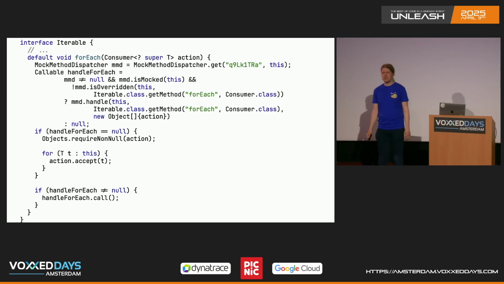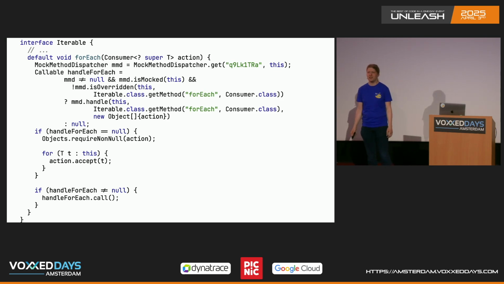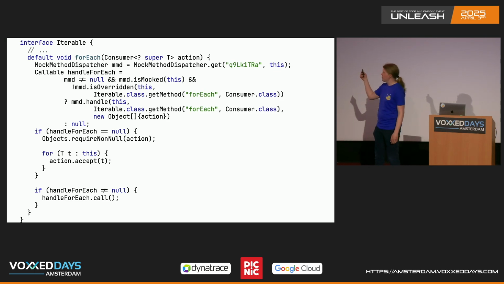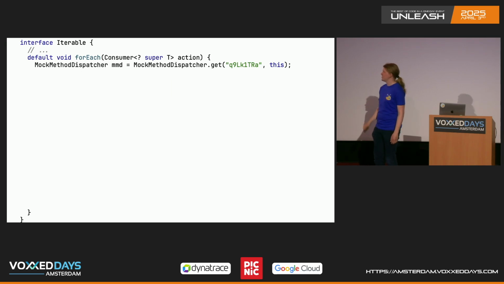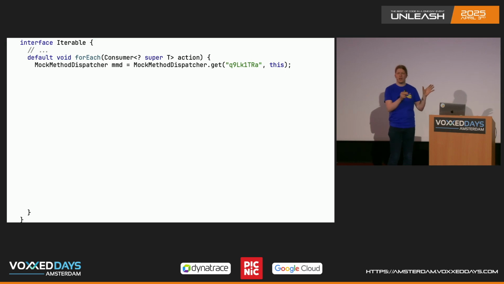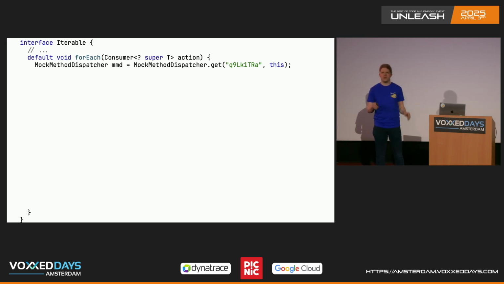But the documentation is really good in Mockito, in the internals, I can tell you. Anyway, it's a mouthful, so we'll start with the basics. We first get our mock method dispatcher. It's essentially the Mockito way of getting the data that we need for this specific method, where we store, oh, by the way, we need to execute this action.